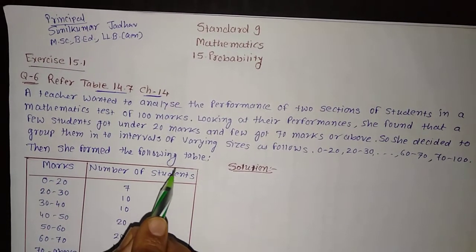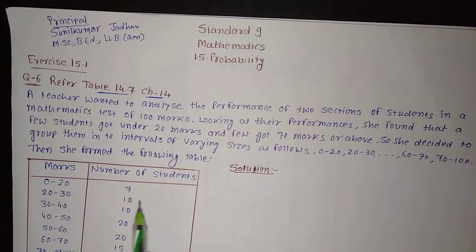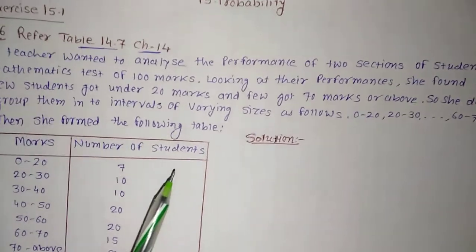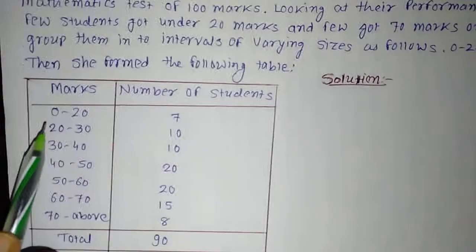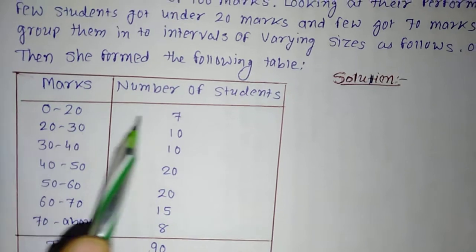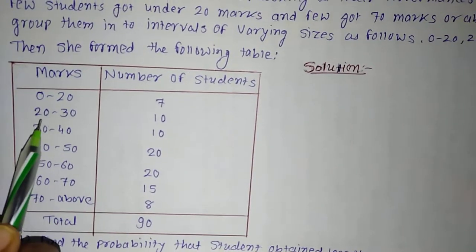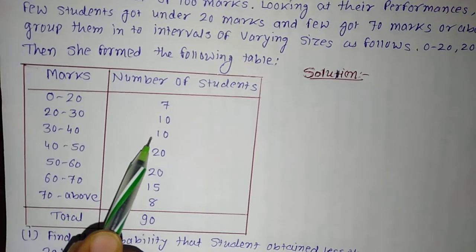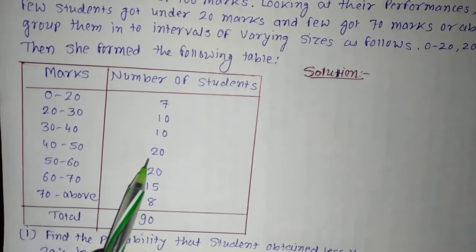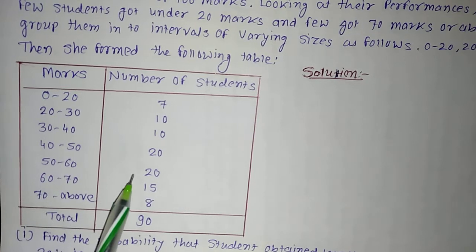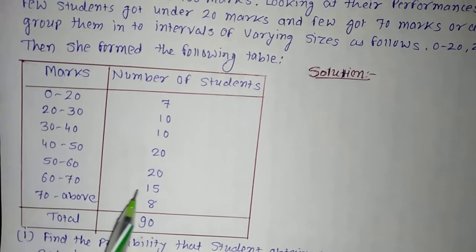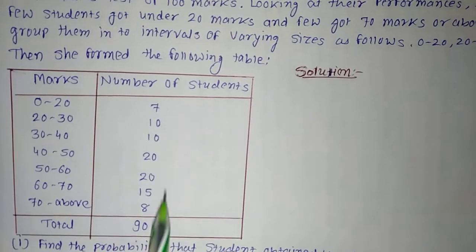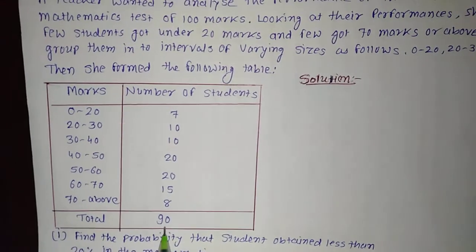Then she formed the following table, marks and number of students. Those students who got marks between 0 to 20 are 7. Those who got 20 to 30 are 10. 30 to 40, 10. 40 to 50, 20. 50 to 60, 20. 60 to 70, 15, and 70 and above, 8. The total is given here and that is 90.